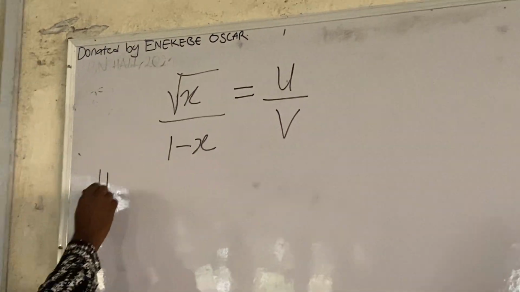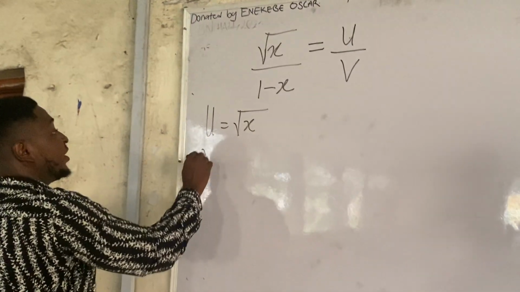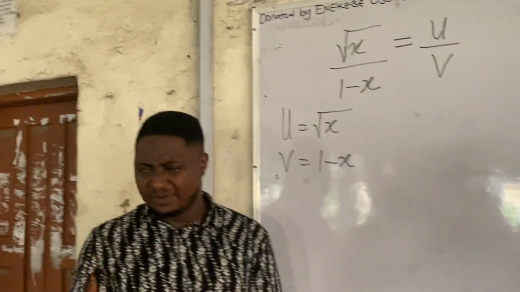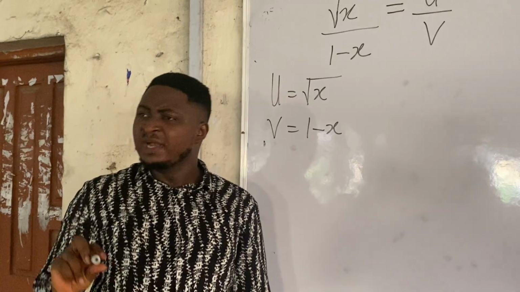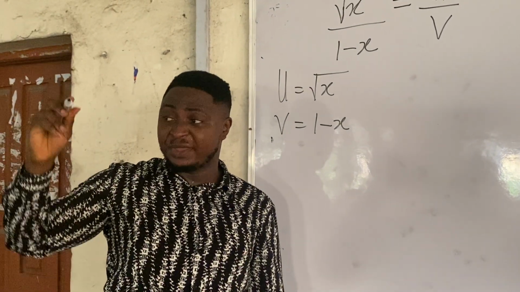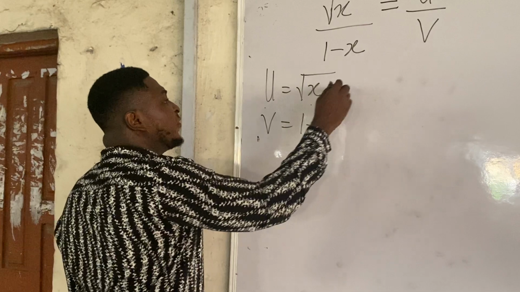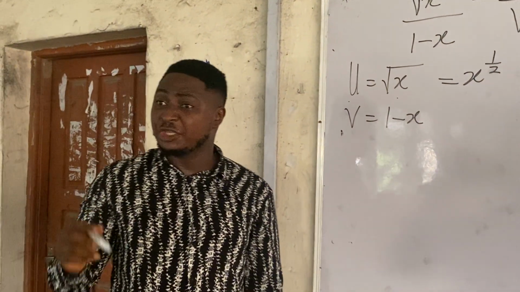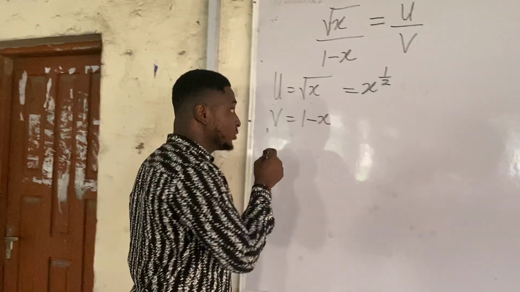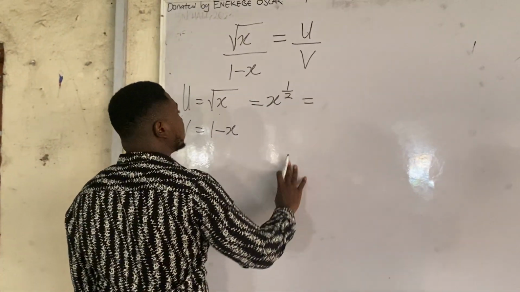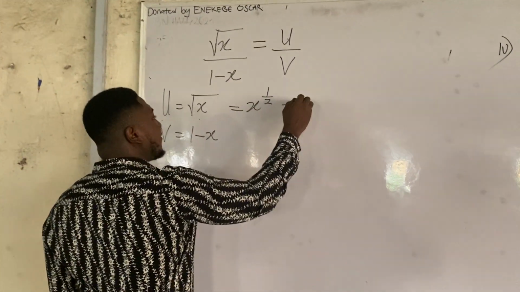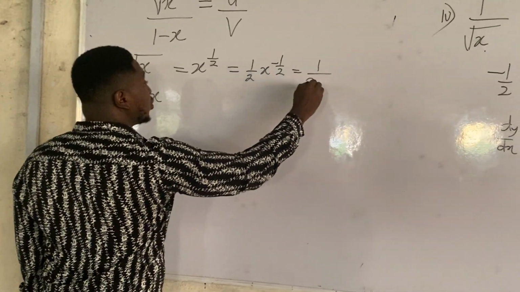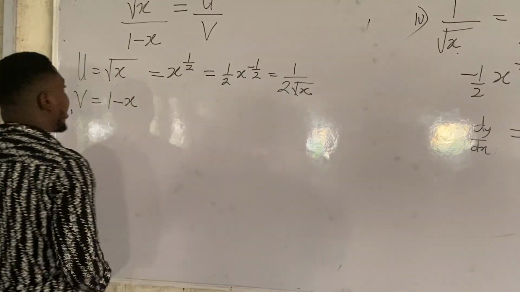So u equals root x, and v equals 1 minus x. Class, it's very important that the one up is u and the one down is v. Please do not make that mistake. If u is root x, don't forget that root x is written as x raised to power 1 over 2. Do you agree that the square root of any variable is that variable raised to power 1 over 2? Differentiating x raised to 1 over 2, we have 1 over 2 x raised to power minus 1 over 2, the same thing as 1 over 2 root x.